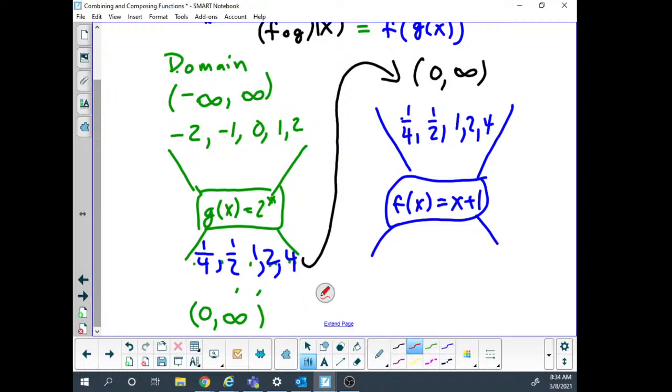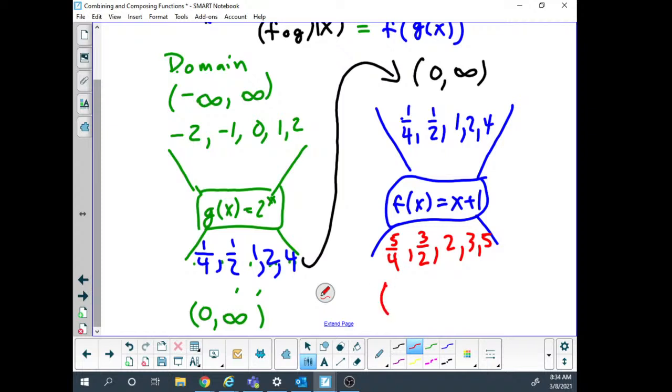What would my output be here? F of x equals x plus 1. I'm just going to add 1 to each value. 1 plus 1/2 is 3/2, or 1.5. 1 plus 1 is 2. 2 plus 1 is 3. 4 plus 1 is 5, and so on.